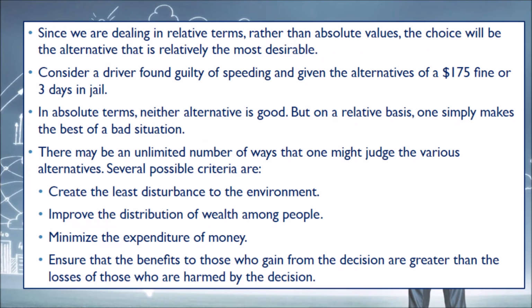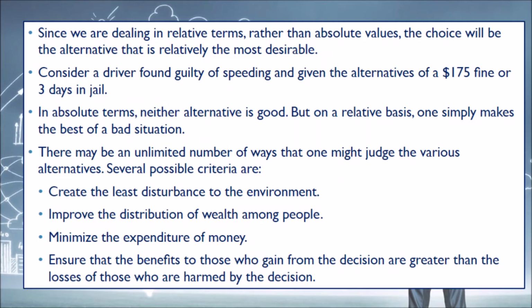Since we are dealing with relative terms rather than absolute values, the choice will be the alternative that is relatively the most desirable. Consider a driver found guilty of speeding and given the alternatives of a $175 fine or 3 days in jail. In absolute terms, neither alternative is good, but on a relative basis, one simply makes the best of a bad situation. There may be an unlimited number of ways that one might judge the various alternatives.